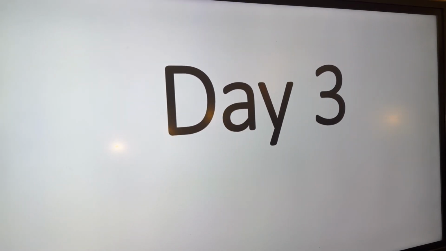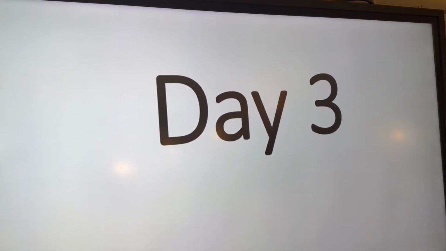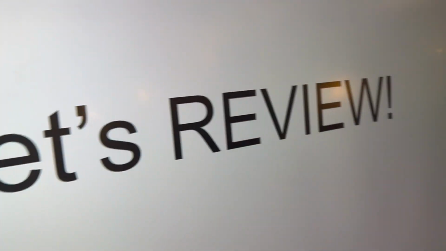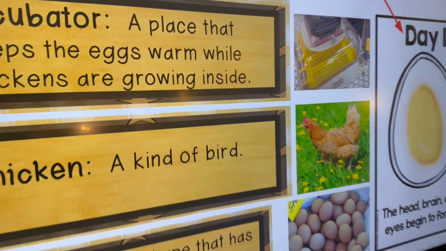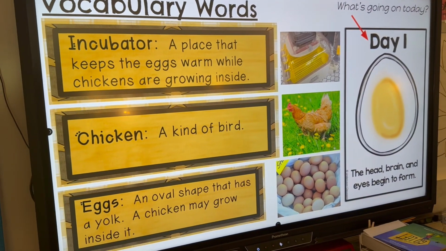Today is Wednesday, April 16, 2025. We are on day 3 of our life cycle of a chicken unit. What we're going to do today is start off by reviewing. So let's look at what we learned on day 1. Do you remember the 3 vocabulary words that we learned on day 1?